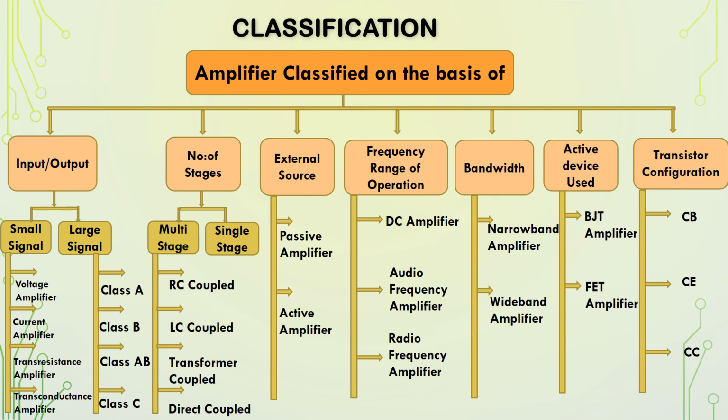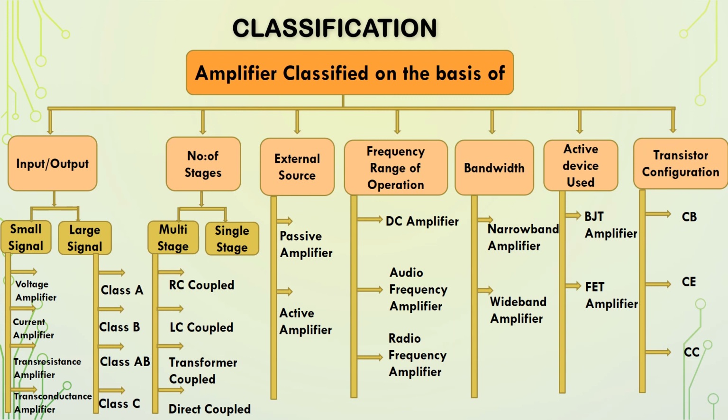Okay, so it is clear now the difference between a passive amplifier and active amplifier. And the next classification is based on the frequency range of operation. We have 3 types of amplifiers, that is DC amplifier, audio frequency amplifier and radio frequency amplifier. The frequency range of operation for a DC amplifier is between 0 to 10 Hz, for an audio frequency amplifier it is between 20 Hz to 20 kHz, and for a radio frequency amplifier it is between a few kilohertz to hundreds of megahertz. So it is based on the frequency range of operation of the amplifiers.